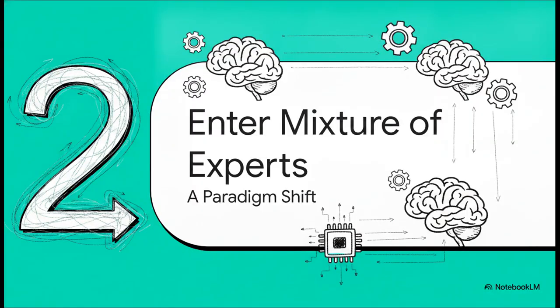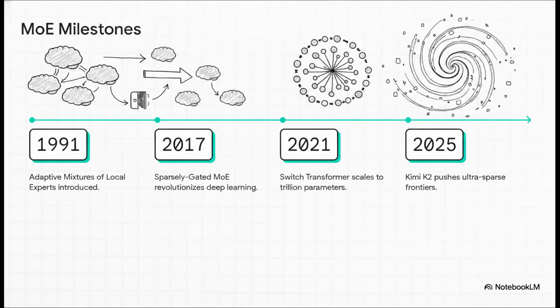Which brings us to Section 2. Enter mixture of experts, a true paradigm shift in compute. Now, you might be surprised, but the core concept here is actually kind of old. It kicked off way back in 1991 with adaptive mixtures of local experts. But the big modern leap? That happened in 2017. That's when Shazeer and his colleagues introduced the sparsely gated MoE layer. This was a real game changer because it finally proved you could scale deep learning to massive sizes by dynamically routing tokens to the top experts inside a single network.